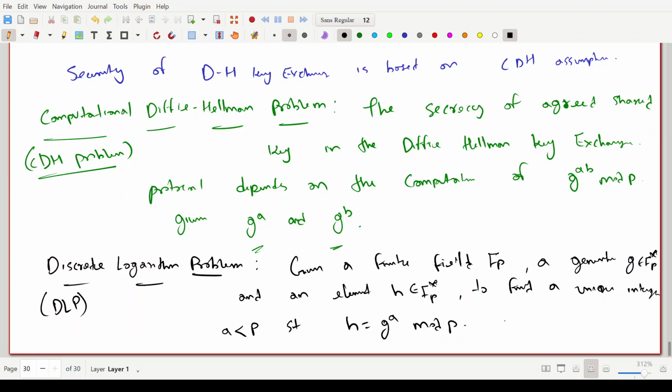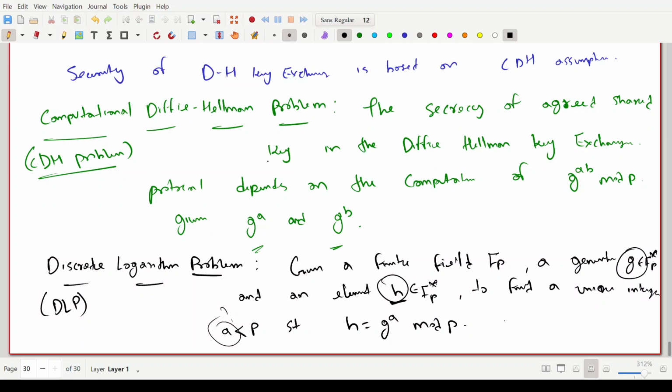That means what? You are given the value h, you are given the value g, correct? This generator is known to you, this h is known to you. What is it that you have to find? You have to find the value of a, such that h is equal to g raised to a modulo p. Why is it called the discrete logarithm problem? See, a can be easily calculated if this mod p was not there, just taking log on both sides: log h is equal to a log g, and then I will just divide it.